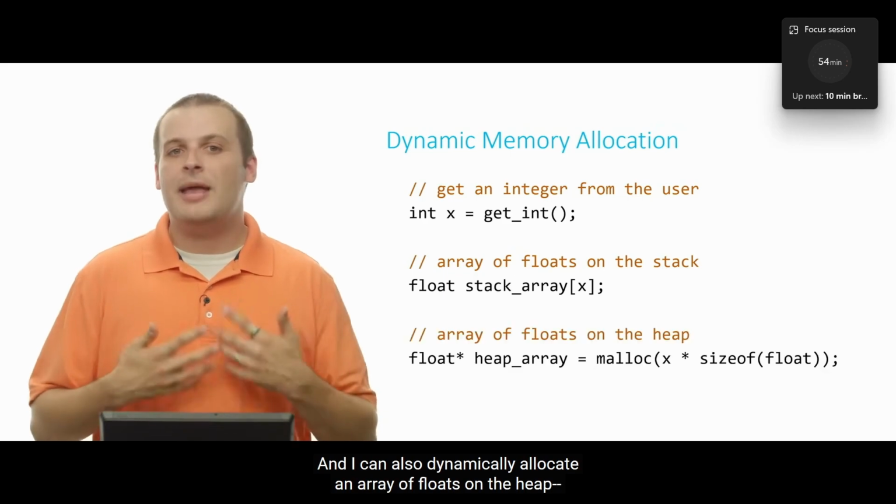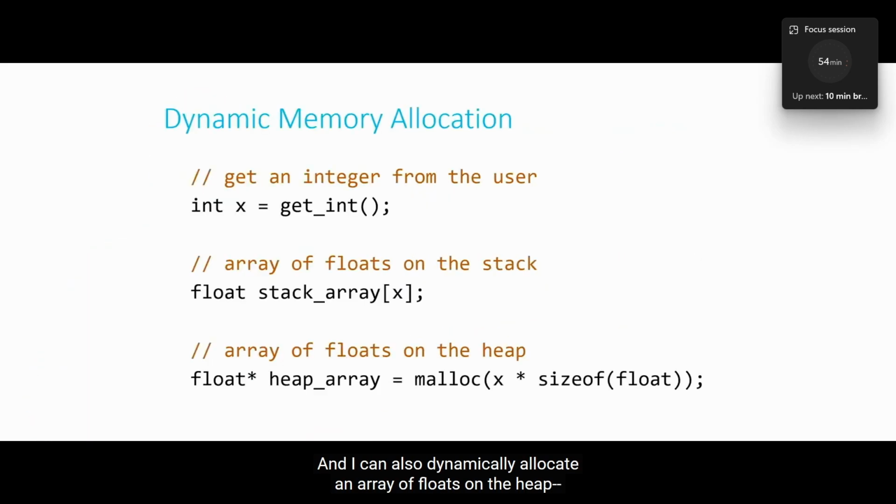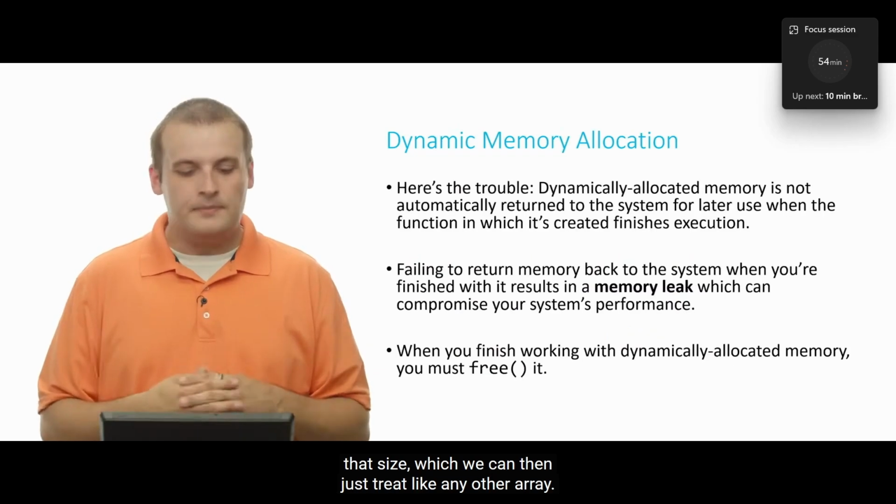And I can also dynamically allocate an array of floats on the heap, not on the stack, remember, because we're dynamically allocating the memory this time. float star heap_array, so that's my pointer to the memory that I'm getting. And I want to malloc x times the size of a float. So if I want to have 50 floats, I need 50 times the size of a float. So 50 times 4. Maybe I want 100, so it'd be 100 times 4. So that's why we're doing the multiplication there. And malloc is going to return to us one giant block of memory that size, which we can then just treat like any other array.